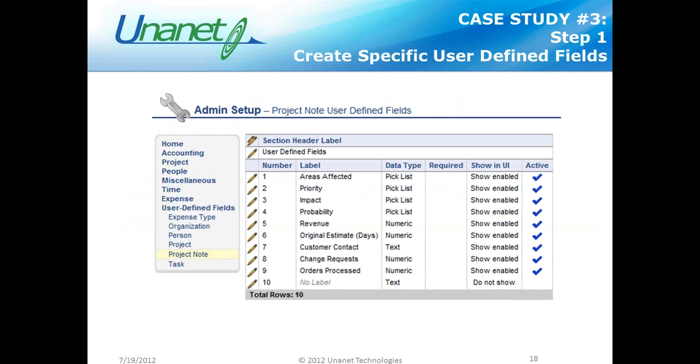The first step is to create specific user-defined fields. In this instance, not only did we want to have areas that are affected or impacts and priorities, but we needed to add user-defined fields for change request and orders process. You'll notice here that we have decided to make these numeric data types, meaning you can only process them as a number.